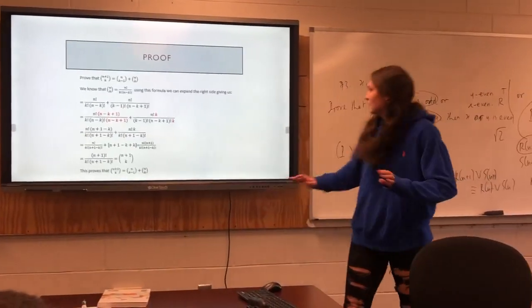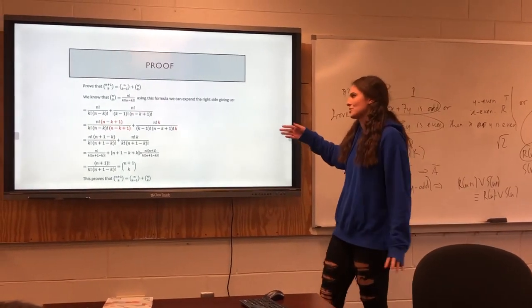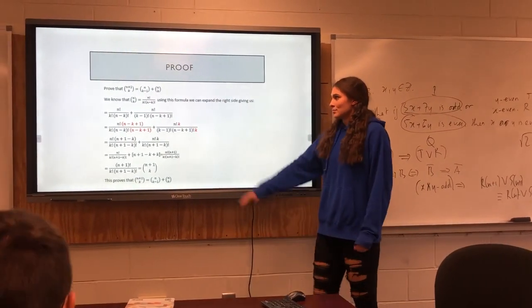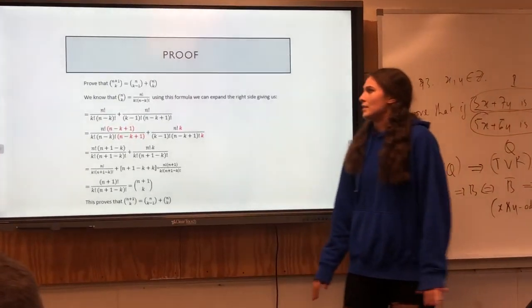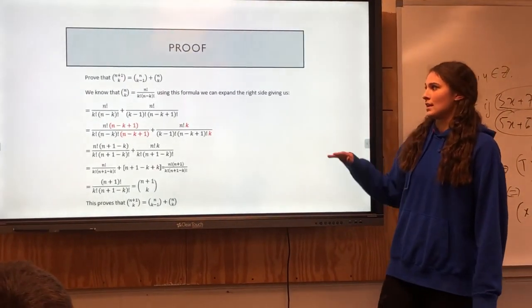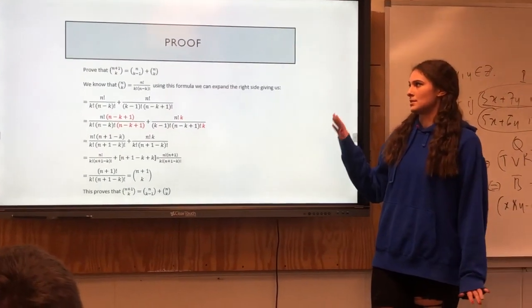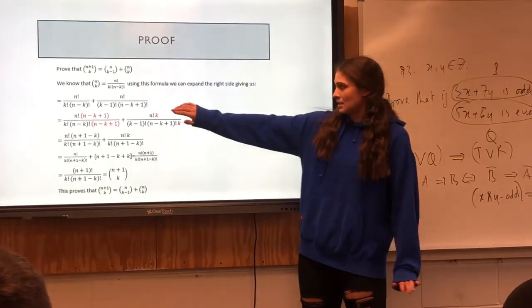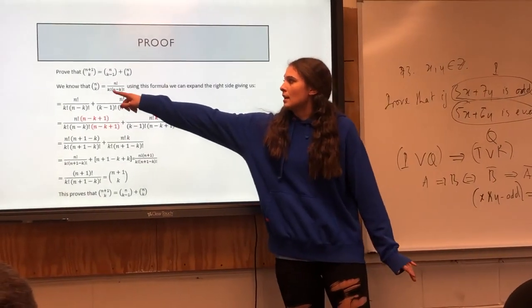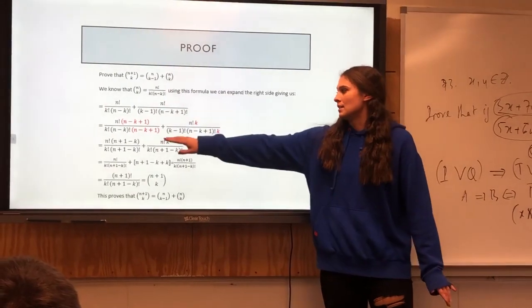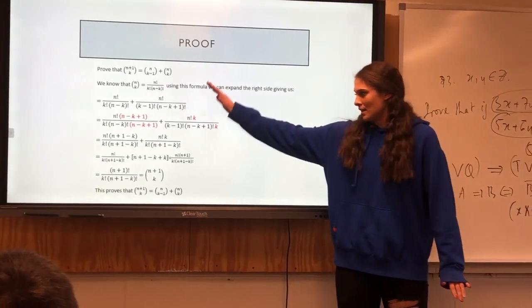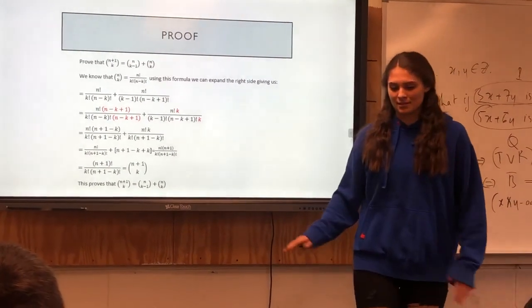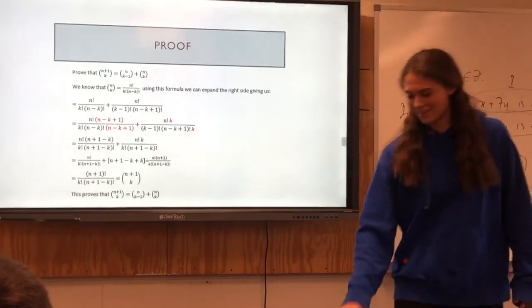And then here's a proof. Here we're proving that n plus 1 choose k equals n choose k minus 1 plus n choose k. Basically, since we know that this equals that, they plugged it in, found a common denominator, and then proved it out. If y'all want to research that later, have fun with that.